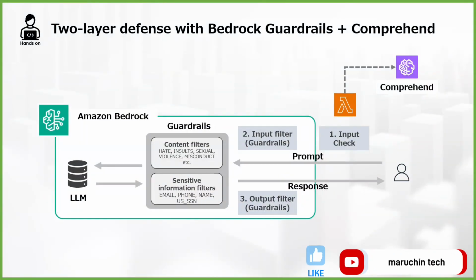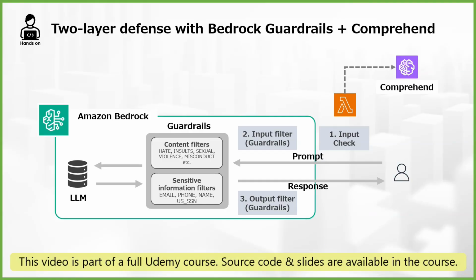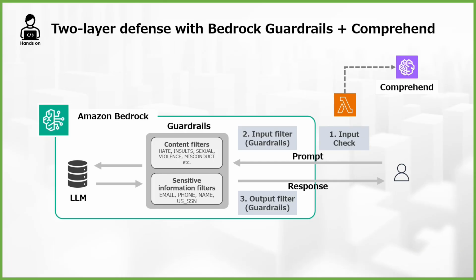We will build a two-layer defense using Bedrock Guardrails and Comprehend. In this hands-on lab, we will build a configuration that blocks personal information and harmful content in the user's input in two stages. In the first layer, Comprehend detects personal information, and if personal information is detected, the request is rejected at that point without ever reaching Bedrock.